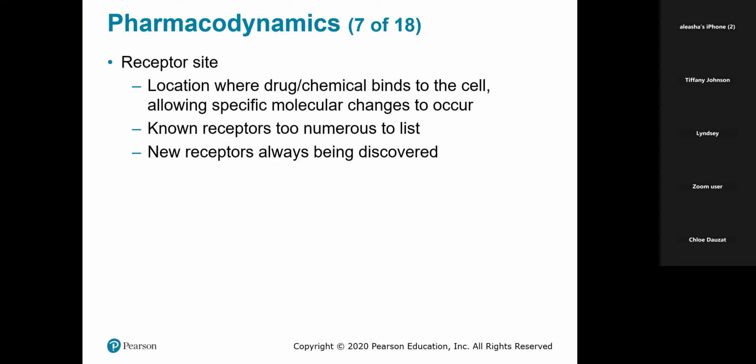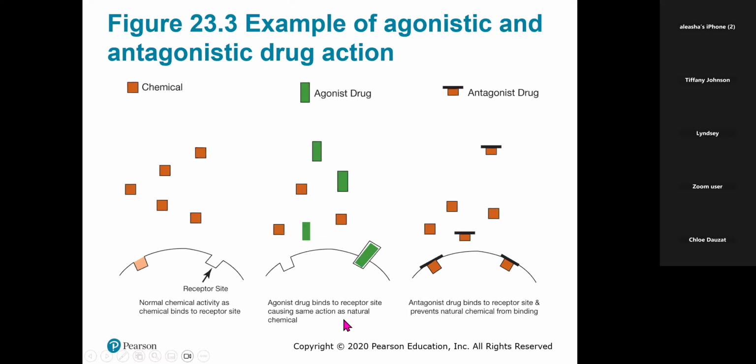So the known receptors are too numerous to list, and as pharmacy technicians, it gets outside of our scope of what we are required to know, or even what is necessary for us to know. You just need to know that they are finding new receptors all the time. So this is ever-growing, and for your doctors and pharmacists, part of their continuing education is staying on top of those new receptor sites.